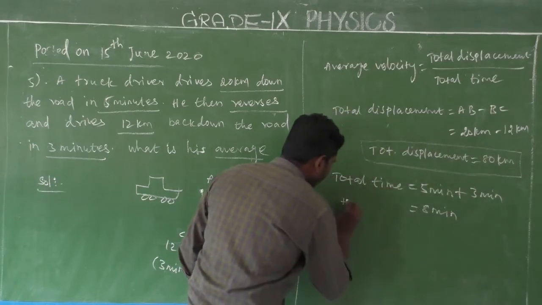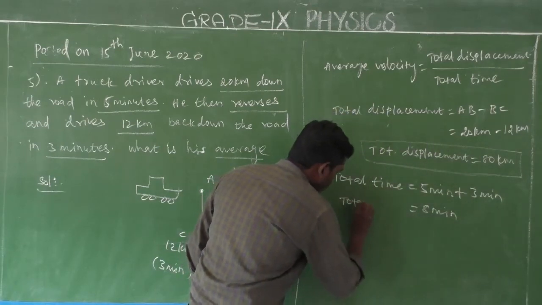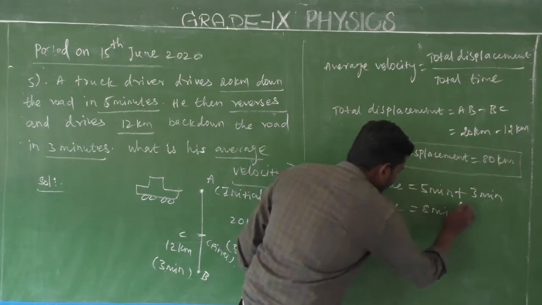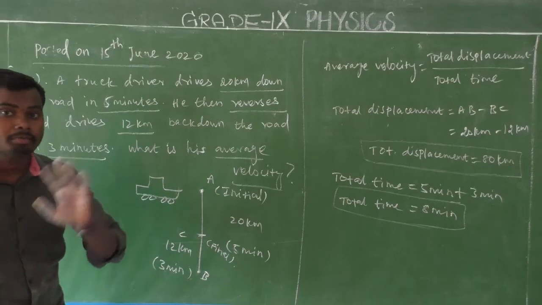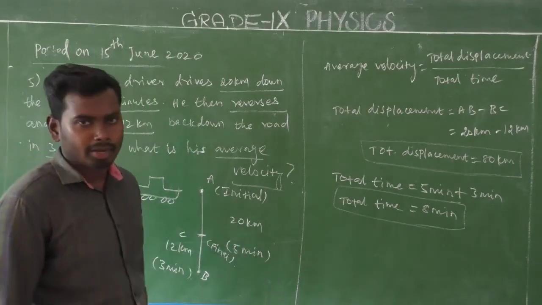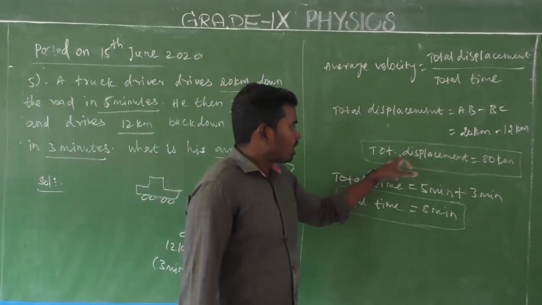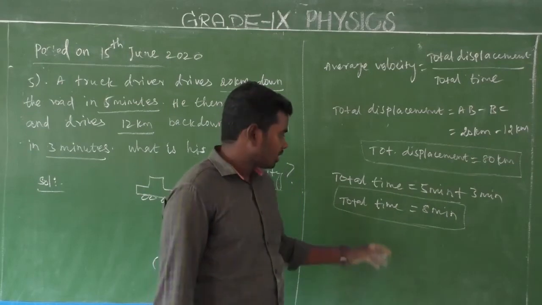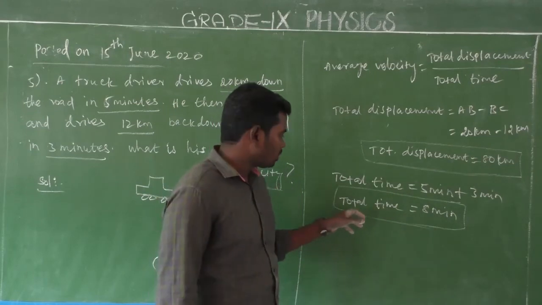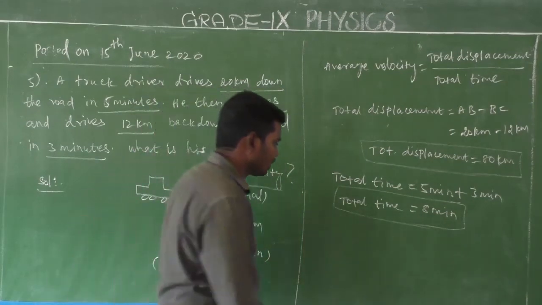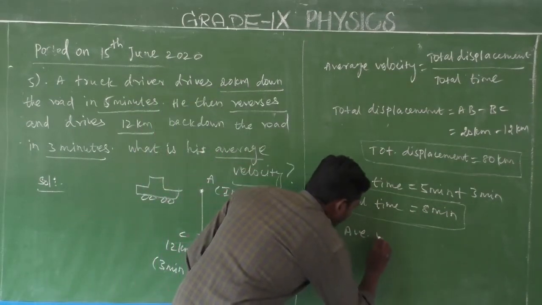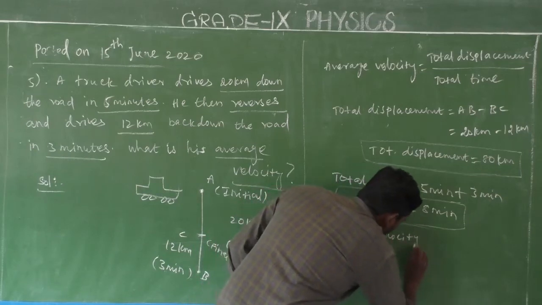So total time, how much? That is equal to 8 minutes. Is it clear? Okay, so already we know the total displacement value. But here we know this total time value, because if you divide both values we can get average velocity. Very simple. So average velocity is equal to, what's the formula?